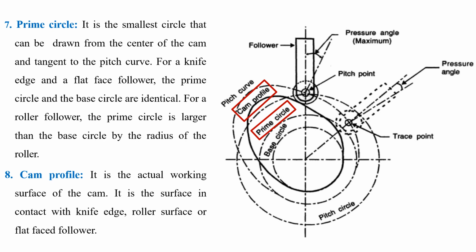Prime circle is the smallest circle that can be drawn from the center of the cam and it must be tangential to the pitch curve. For a knife edge and a flat face follower, the prime circle and the base circle are identical. And for a roller follower, the prime circle is larger than the base circle by the radius of the roller. Whereas the cam profile is nothing but the actual working surface of the cam. It is the surface which remains in contact with the knife edge, roller surface or the flat faced follower.